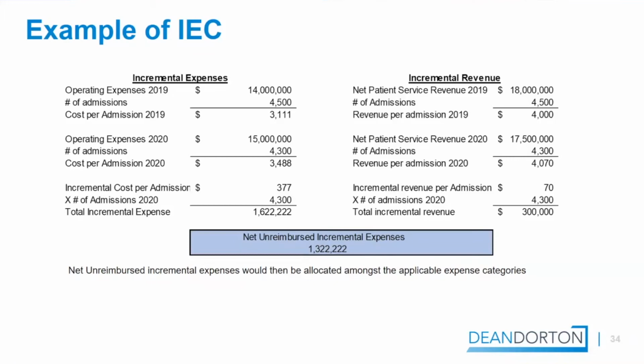We're going to deduct that $300,000 of incremental revenue from the 1.6 of incremental expense, and your net unreimbursed incremental expenses are $1.3 million. And then you would take this $1.3 million and allocate it amongst the applicable expense categories that we covered earlier. You'll also notice here, there's also likely a case for lost revenue because your net patient service revenue went down $500,000. And so that would be an additional amount that you would add to this.